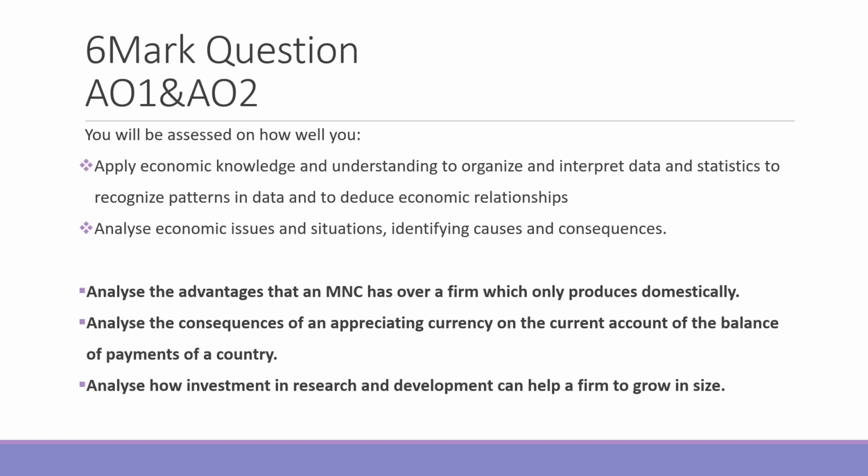Then in knowledge, you can write about what you mean by a multinational company. You can use the multinational company definition there at the start of the page. Then you can identify the 4 advantages, then explain one by one and how the consequence follows. For example, in the first objective we said economic knowledge and understanding to organize and interpret the data, recognize the pattern in the data and deduce the economic relationship, to show how it becomes an advantage.